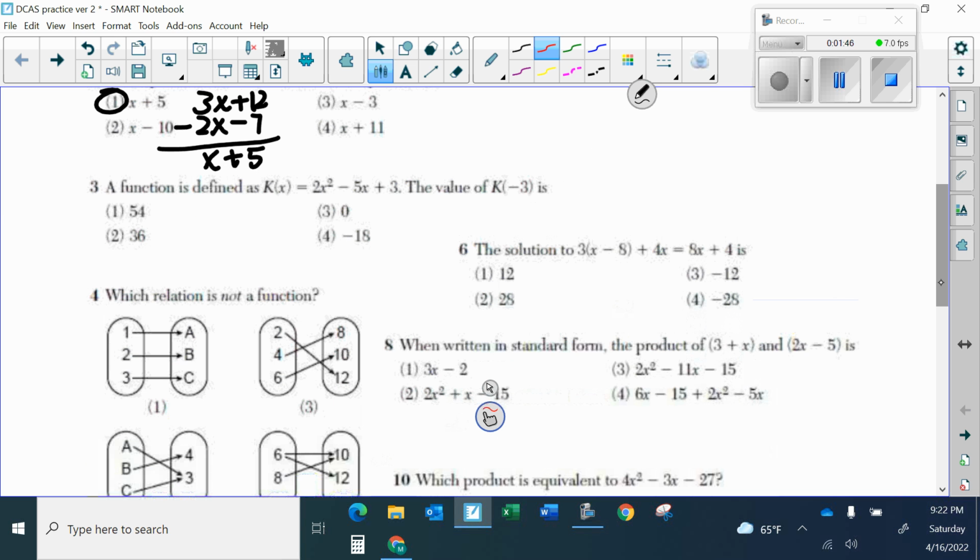The function is defined by that. Find the value of k of negative 3. That's the x value. Okay, we know that from right here. See, this is k of x. So that means plug negative 3 in for x. So now it's order of operations, PEMDAS. Remember, I substitute in, I put parentheses around it.